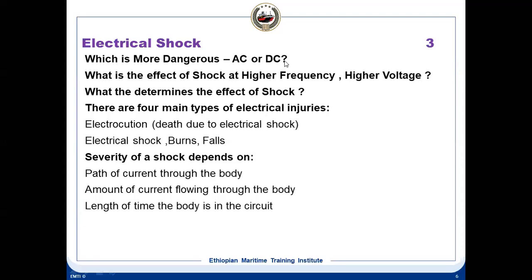Now, the second thing is: what is the effect of shock at higher frequencies? What happens in case of higher frequencies? Suppose you have 50 hertz and 60 hertz, what will happen in this?